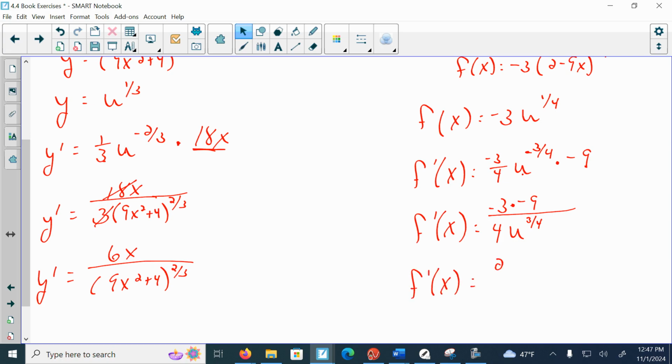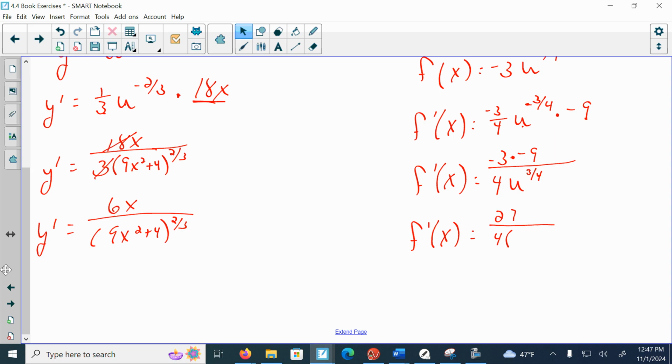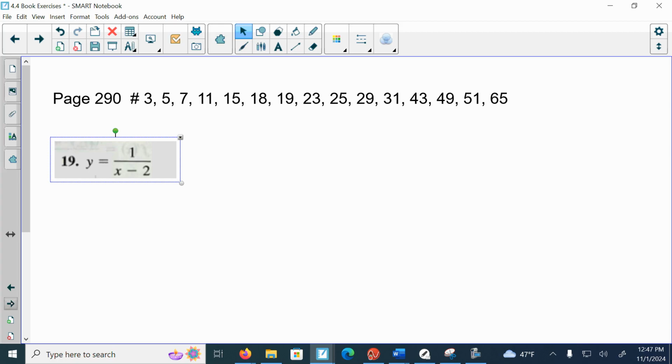So this will be a positive 27. This will be 4. My u was 2 minus 9x, and this is raised to the 3/4 power. There is nothing that can simplify between that 27 and that 4, so I am done. Moving on to the next one.